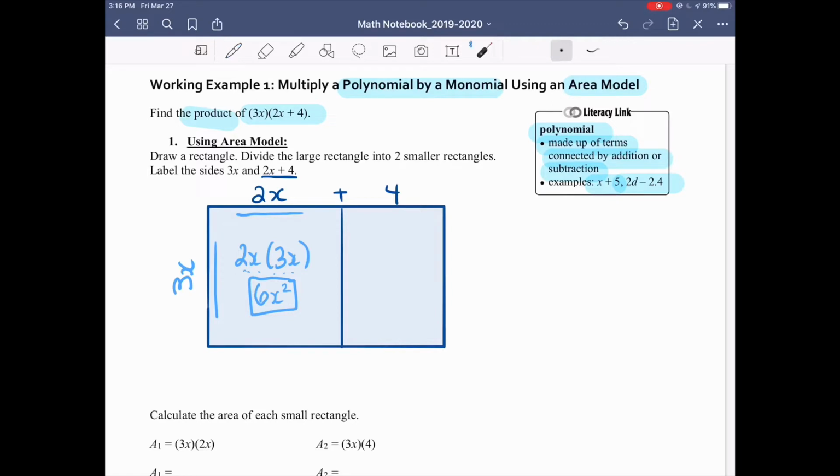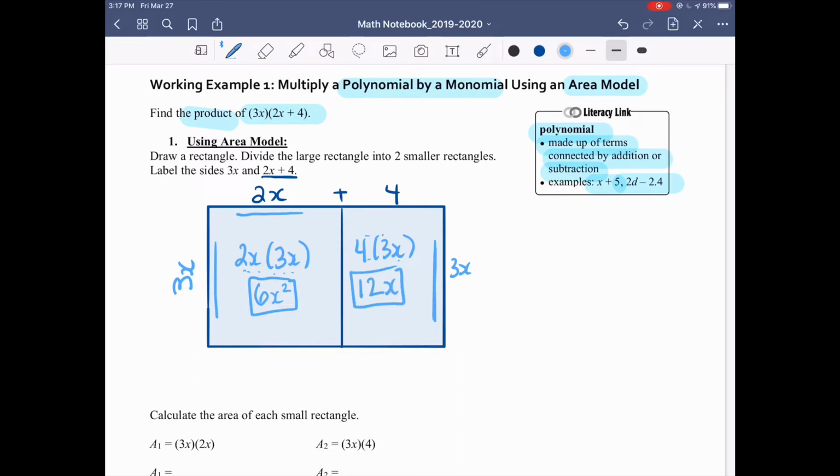Then you do the same thing for this one right here. This one has a length of 4, and its width is also 3x. So 4 times 3x. Again, you multiply the coefficients: 4 times 3 is 12. Then you multiply the variables: x times nothing is just x.